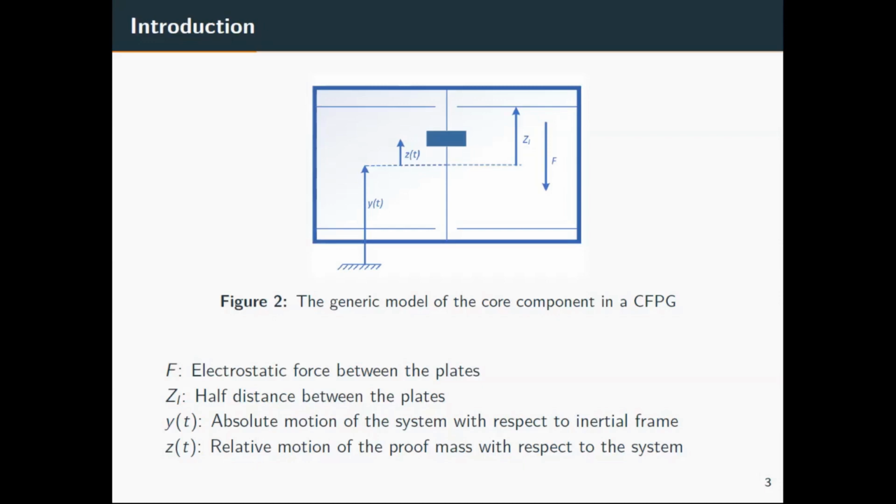Here are some of the parameters and variables that we will use in a couple of equations that I show. We have more equations in the paper, of course. Other than the distance between the plates, which is 2ZL, we have F, the electrostatic force between the plates. We have Y, which is the motion with respect to the inertial frame, and Z, which is the relative motion of the proof mass with respect to the body frame.